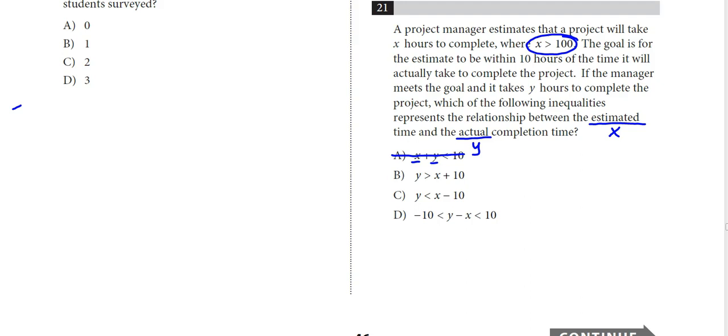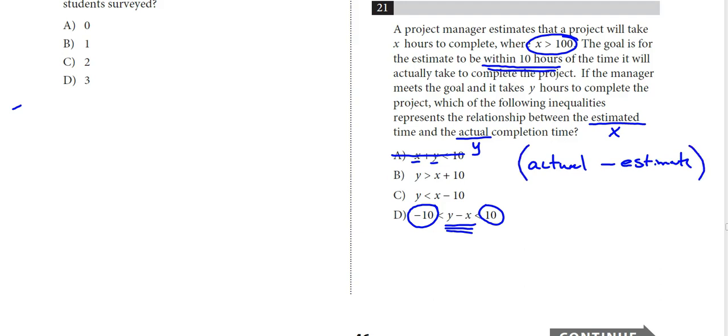B and C aren't really making any sense right now, but let's think about it this way. If he's got to be within 10 hours, that means he could be over by 10 hours or under by 10 hours. So this bottom one is intriguing me because it's between these two numbers. And Y minus X, let's look at what that is. Y minus X would be the actual time minus the estimate. And as long as that answer is smaller than 10 and larger than negative 10, I think D is going to be the correct answer for this one.